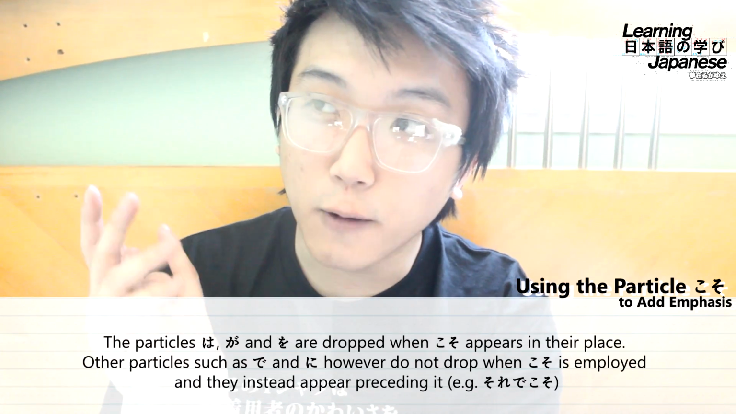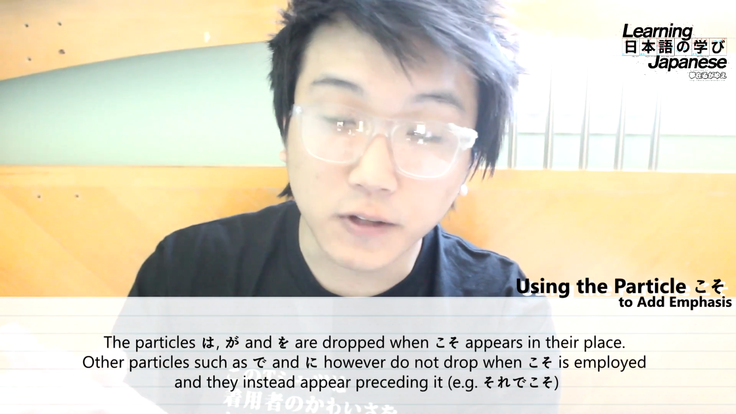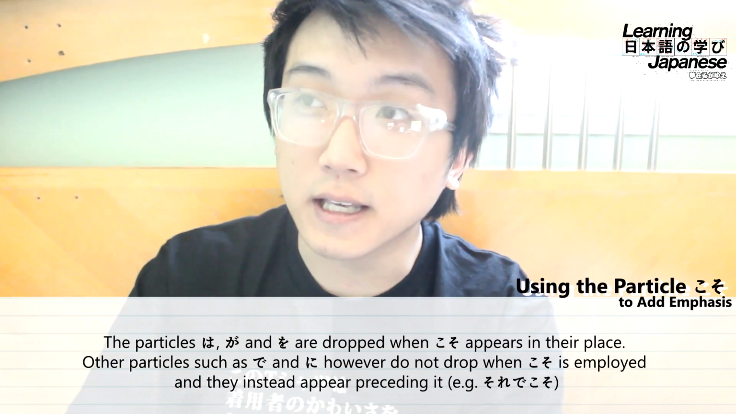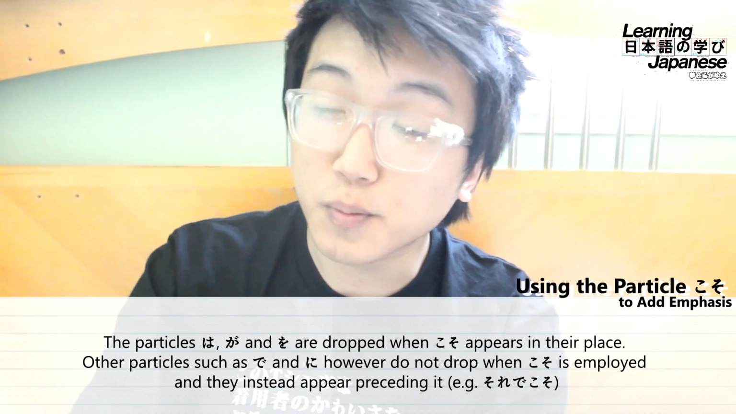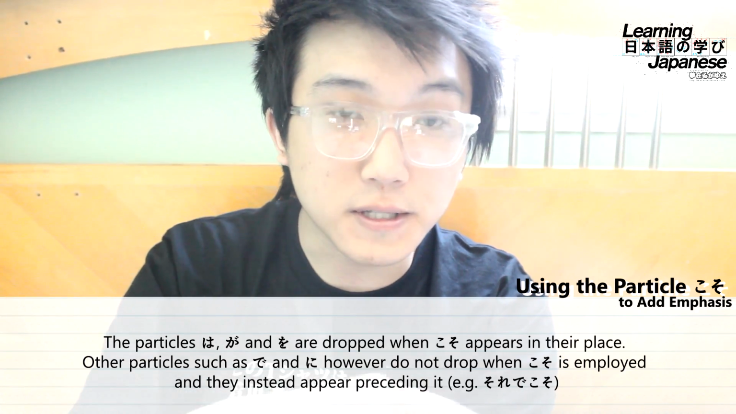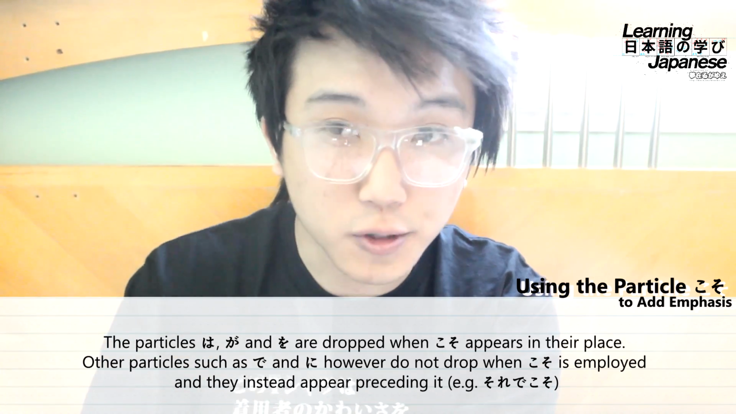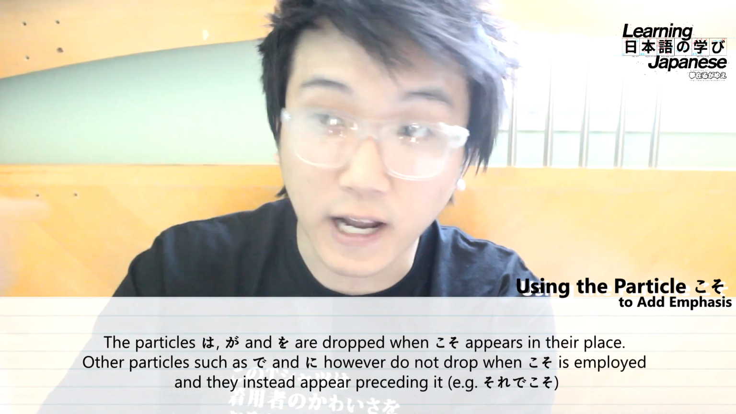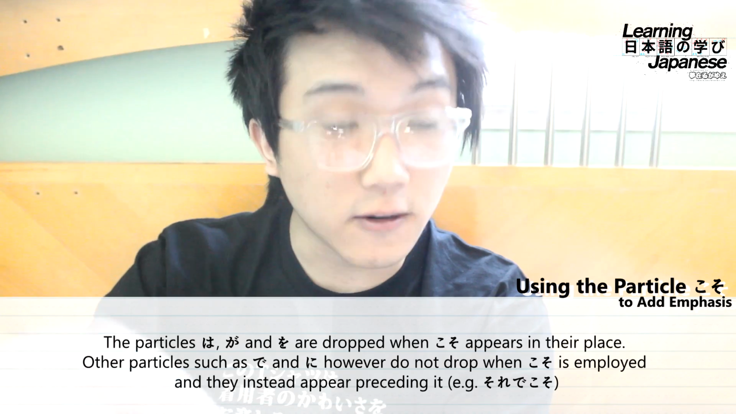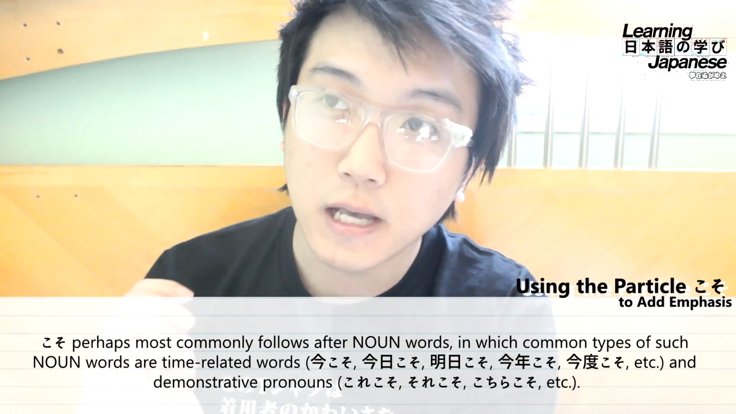Another thing to note is that when we use this particle and it appears in the place of, or maybe not so much in place of but next to, the particles wa, ga, or o, then we just drop those particles. But if we do the same thing with the particles de and ni or some other particles that aren't wa, ga, and o, then those particles aren't dropped. Basically, we just add koso right after them. So for example, instead of dropping the ni, we would just have ni koso, or instead of dropping the de, we'll just have de koso. Okay, so now let's just jump into a few example sentences.